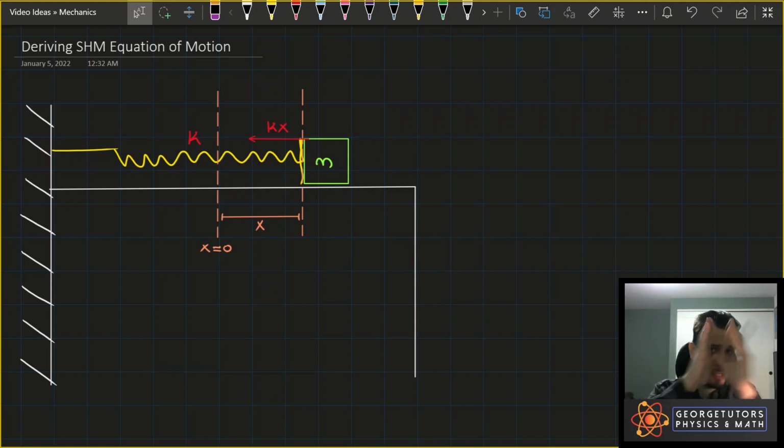We either compress it or we extend it by that amount, and the spring will always put up a force, a restoring force, of size k times the displacement amount from equilibrium. So this force here is variable. It's going to change in size based on how far away you are from that equilibrium position.